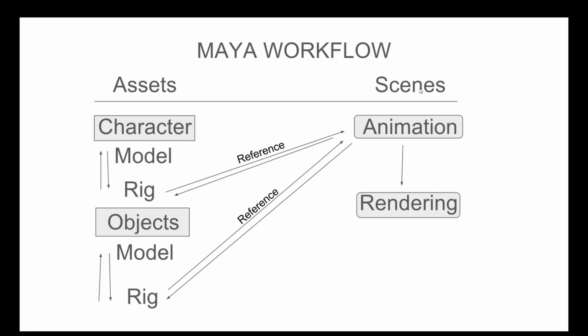So again, assets and scenes, characters are consisting of models and rigs, and objects the same. If you're finished with your final rig, your asset is final, then you reference it into the animation scene, so that whenever you want to change something to it, you will be able to do that, and it will be consistent with all the other animation scenes that you've created. And then when you finish with your animation, you can render it in your rendering.